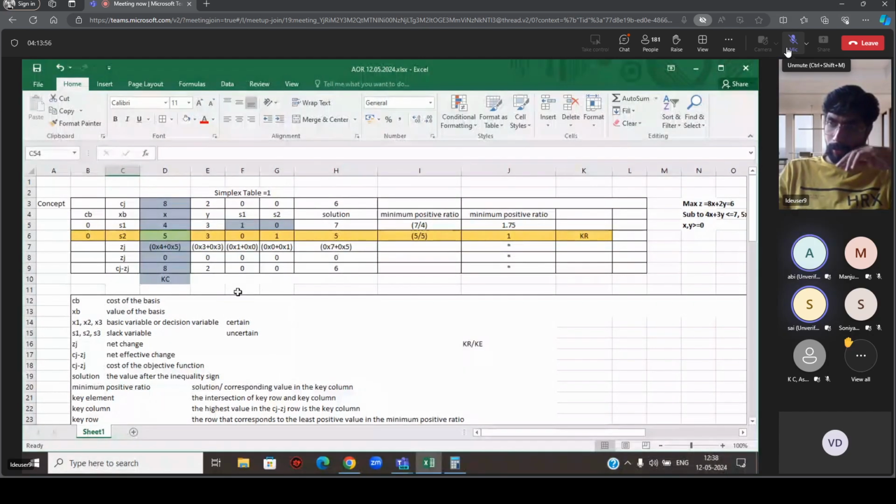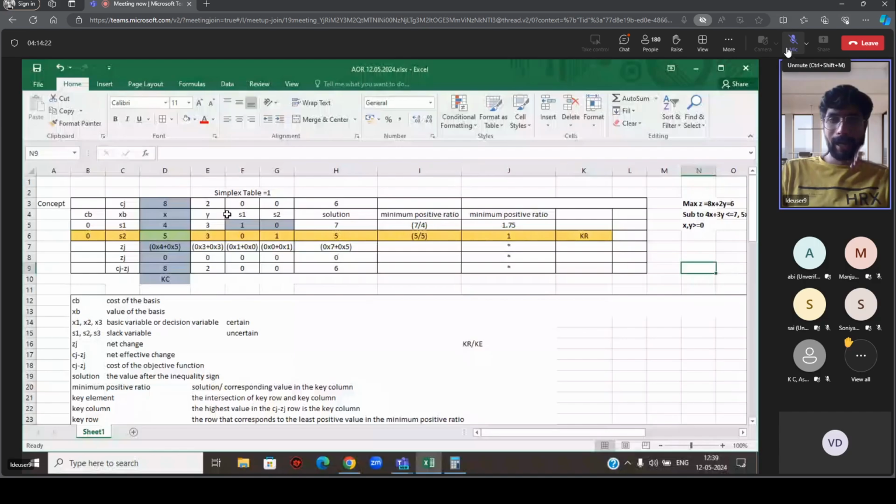So how you said before the break you will explain how the problem started. Very simple. This is the problem which they had given me. Okay, maximize z is equal to 8x plus 2y equal to 6, subject to this and this. Okay, this was the problem which was given by you people. Okay, so I solved this problem.